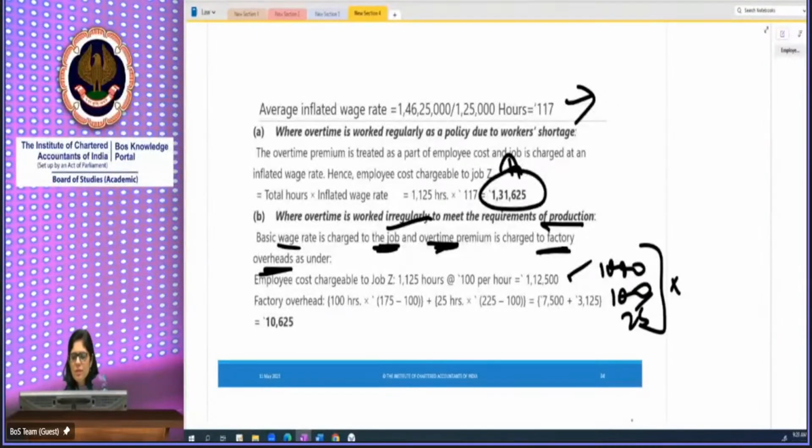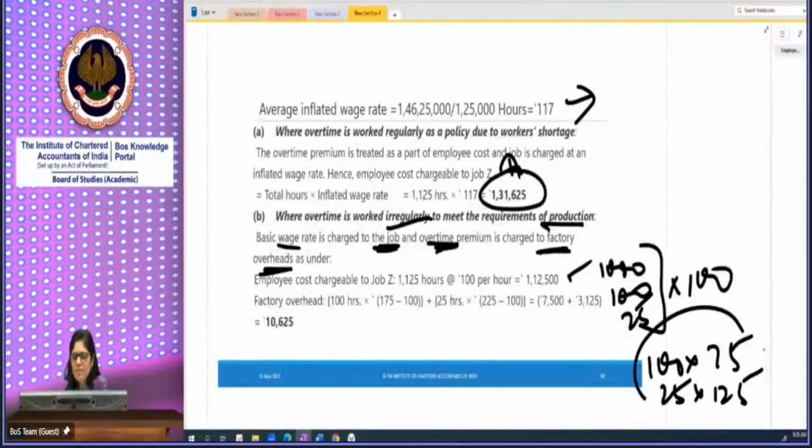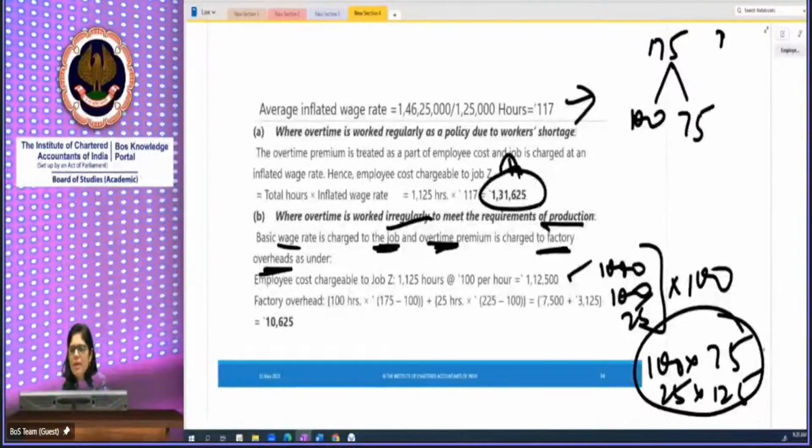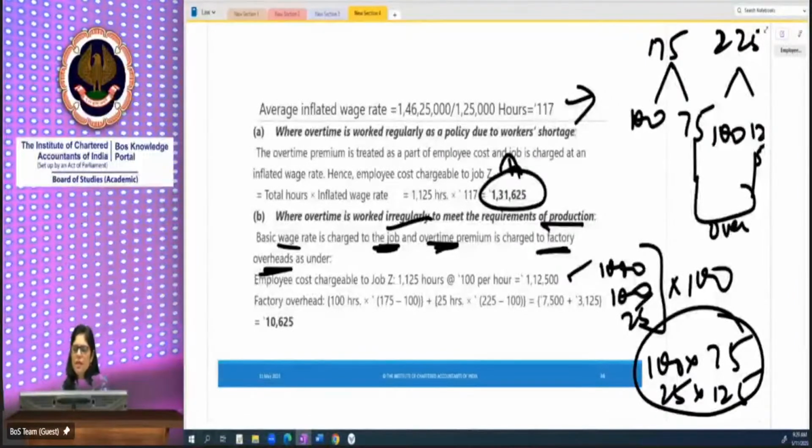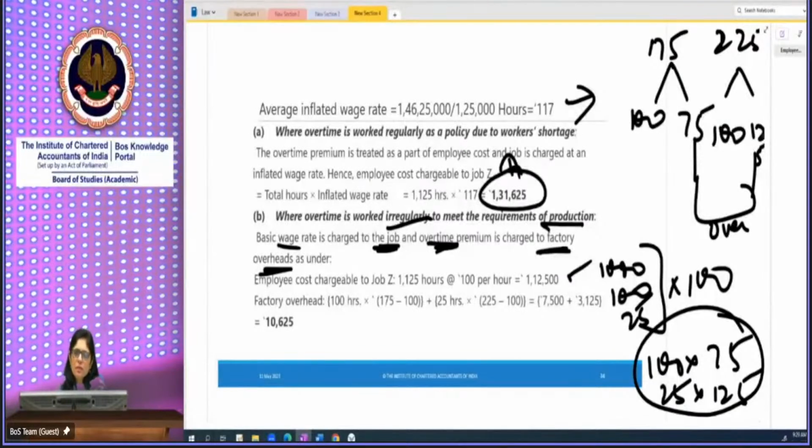125. So it will be 100 and 75 in the case of 175, and 100 and 125 in the case of 225. The overtime part will be charged to overheads. Clear? I told you in 175, 100 is normal and 75 is overtime. In 225 also, 100 is normal and 125 is overtime. So the overtime will be charged to overheads, and the basic will go to the job only.